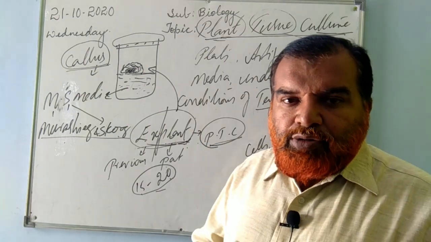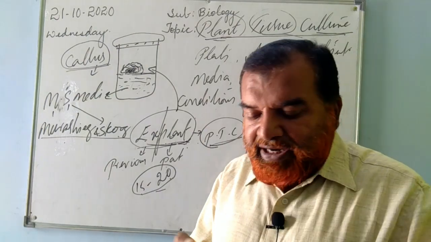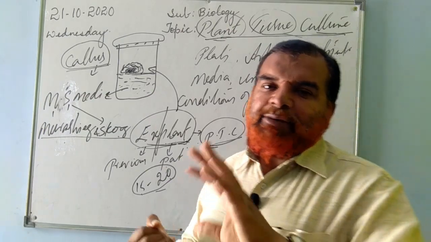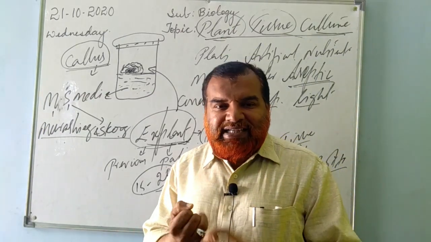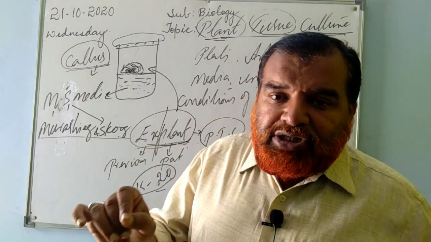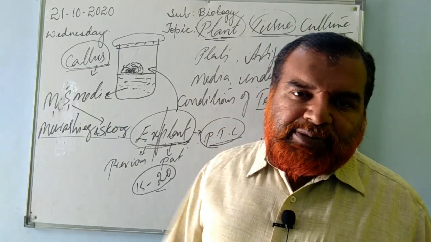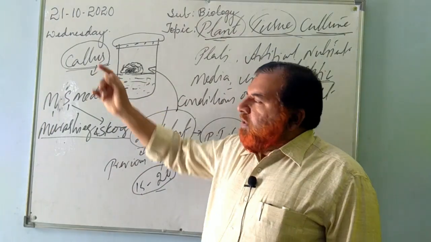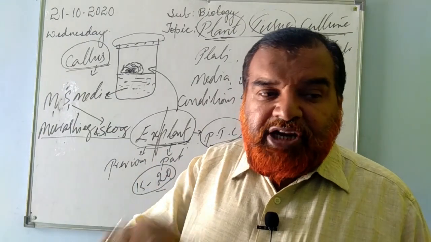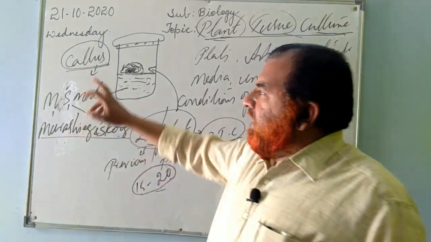After that, I told you the process of plant tissue culture, then explant. What is explant? The part of the plant that gives rise to a complete plant. The part of the plant, like a cell, tissue or any organ of the plant, taken and processed in plant tissue culture is called explant. After that we come to callus. What is callus? The mass of undifferentiated cells obtained from explant in plant tissue culture is called callus.